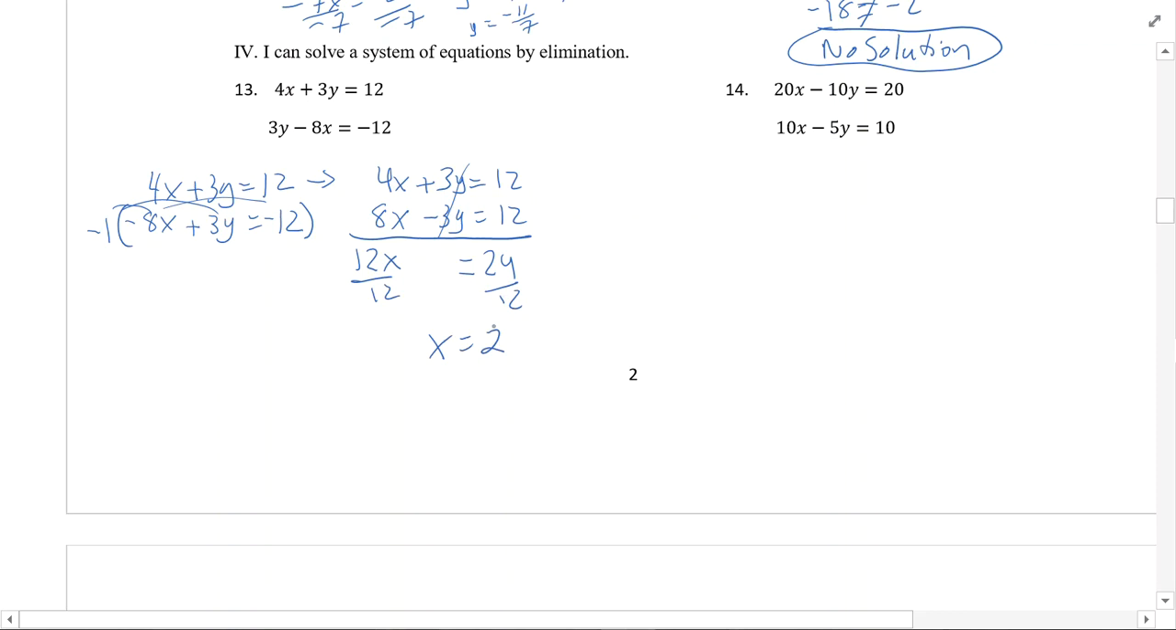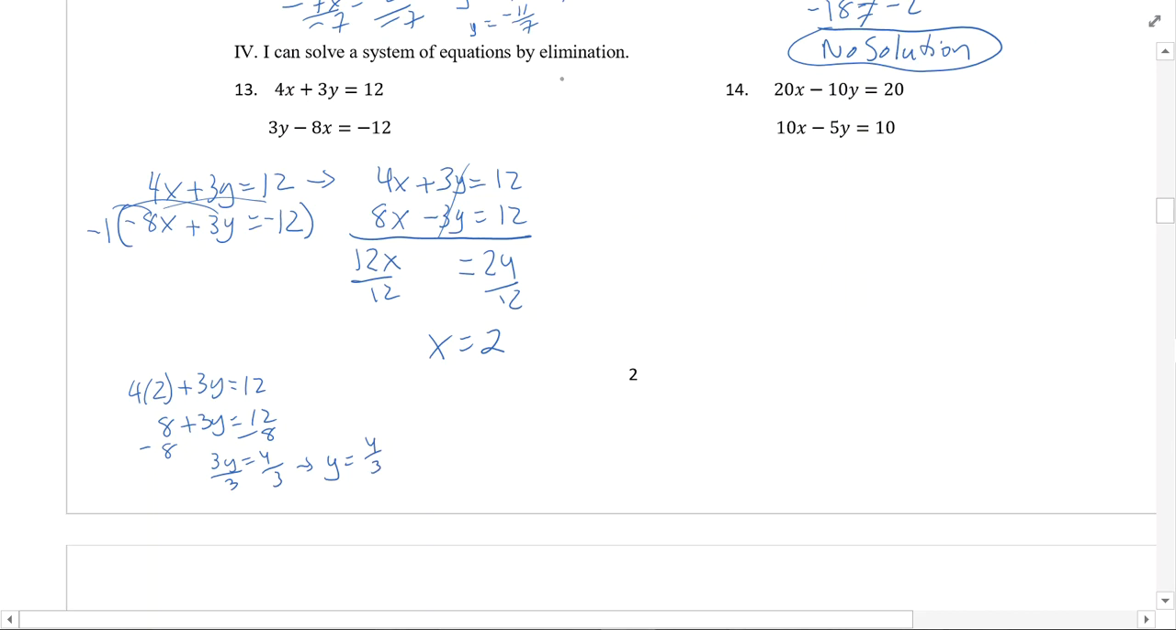All right, now that I have x, I can plug or substitute x into either equation. You can choose whichever one you want. Choose which one you think is easier to solve for y. I'm going to pick the top. So I get 4 times 2 plus 3y equals 12. So 4 times 2 gives me 8 plus 3y equals 12. I'm going to subtract 8 from both sides. So now I get 3y equals 4. I'm going to divide each side by 3. And so I get y equals 4/3.